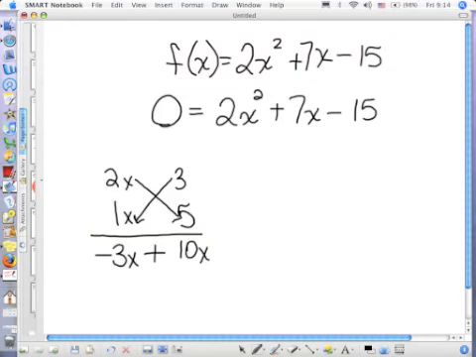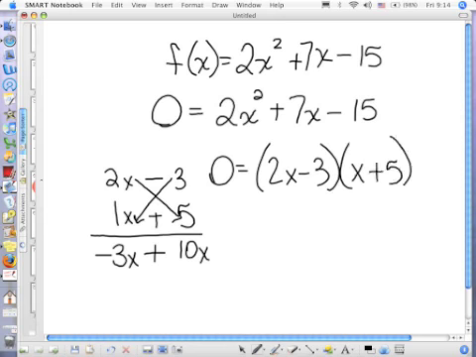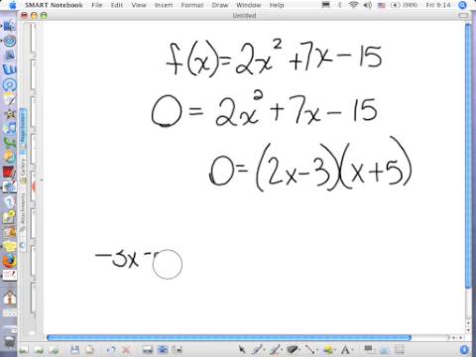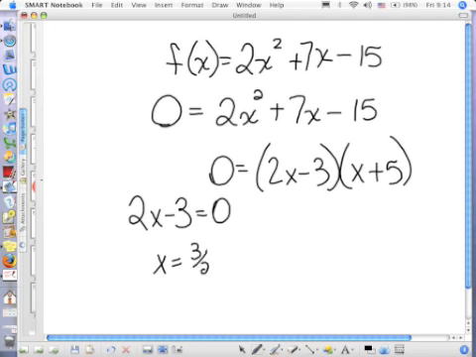Right order, that means I have 2x minus 3 and 1x plus 5. So if those two terms multiply to give me an answer of 0, how do I figure out what x can equal? Set them both equal to 0 and figure out what x is. We're going to assume 2x minus 3 is 0, and figure out what x would be. Well, we'd add 3 and then divide by 2, so x would be 3 halves, or 1.5.